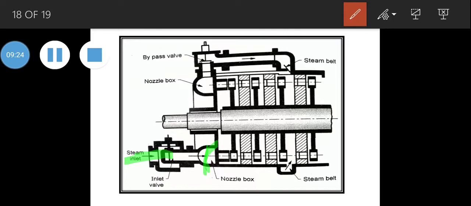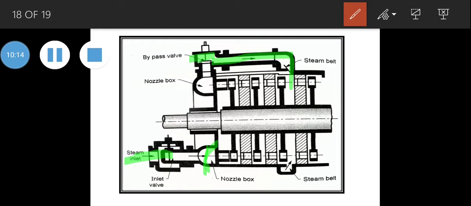For the load up to economical load, the governing is effected by throttling, that is, by controlling the load by a bypass valve. So this is the bypass valve which has been controlled. The bypass valve automatically allows the steam to pass from the first stage nozzle into the steam belt. So for the control of load, a bypass valve opens automatically, allowing the steam to pass from the first nozzle box into a steam belt, so the steam enters the nozzle of the fourth stage.